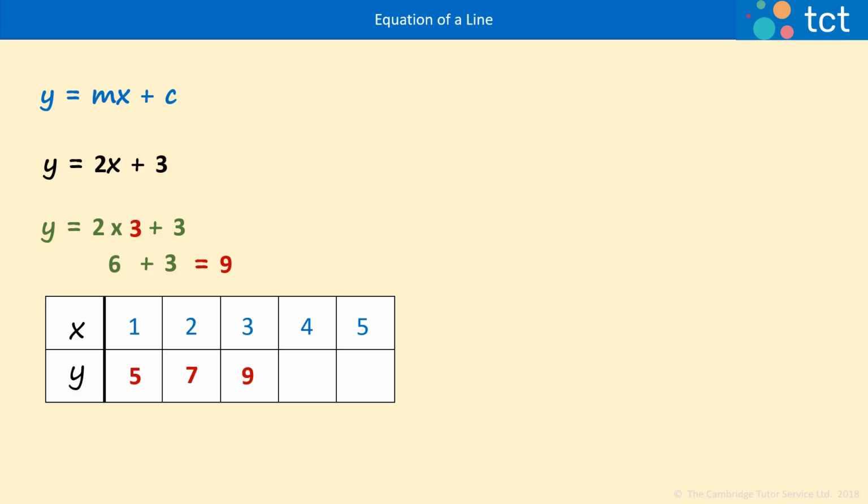We're not actually going to need the other 2 because the graph doesn't go up that far, but I'm just going to put in the next one just to reinforce how this works. So let's say that x is 4. 2 times 4, that's 8. Add 3, that's 11. So if x is 4, y will be 11.